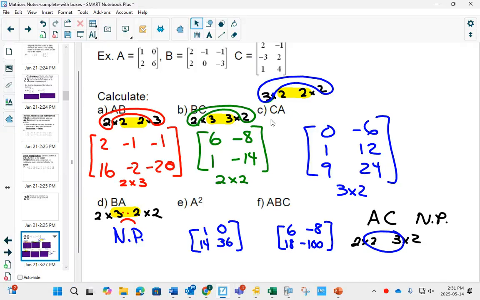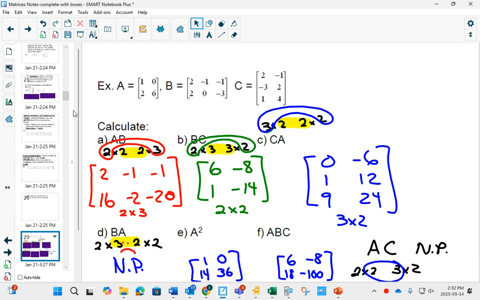So rule number one, if you want to multiply matrices, those middle numbers have to be the same when you put the dimensions beside each other. Rule number two, if they are the same, your answer is going to be the outside numbers will be the size of the answer.